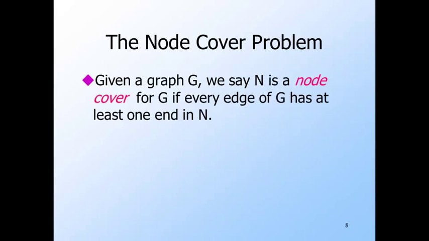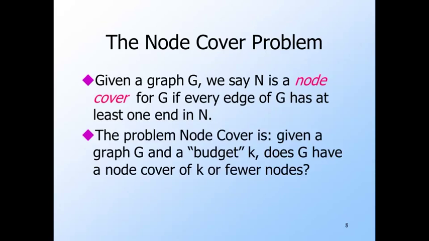Now let's meet a real problem from operations research that Karp proved to be NP-complete. A node cover for a graph is a set of nodes of that graph such that every edge has at least one of its two nodes in the set. We need to express the problem of finding the smallest possible node cover as a yes-no problem. We do so by asking whether, given a graph G and an integer k, does G have a node cover of size k or less? This is the formal problem or language called node cover.